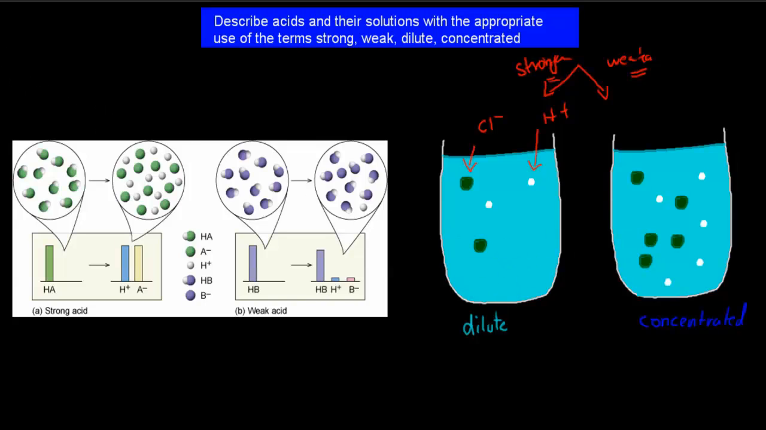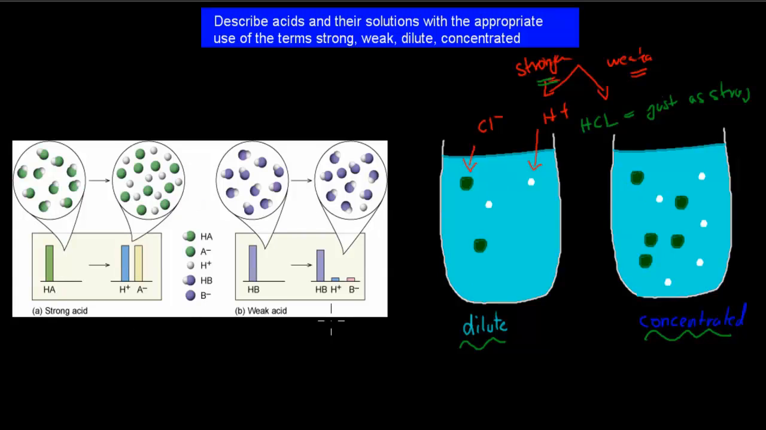We have to realize that it's not the strength. They're still both hydrochloric acid. They're both just as strong. In this case, we're just talking about how concentrated they are. This is the concentration. So this would be the dilute version, and this would be the concentrated version. But they would both be strong acids. They wouldn't be weaker or stronger.